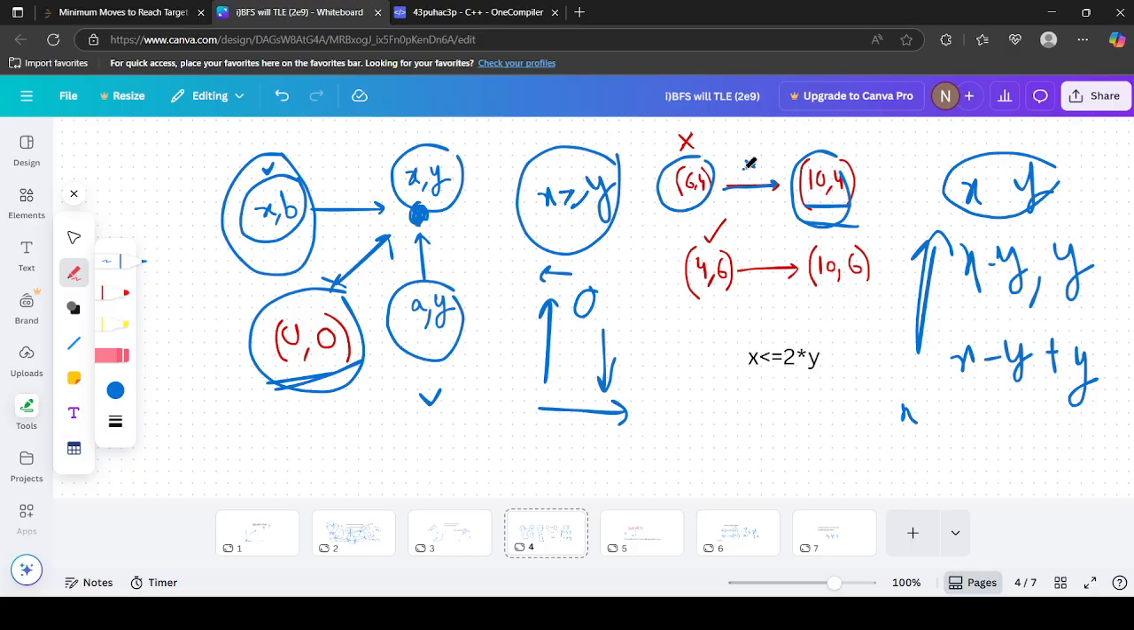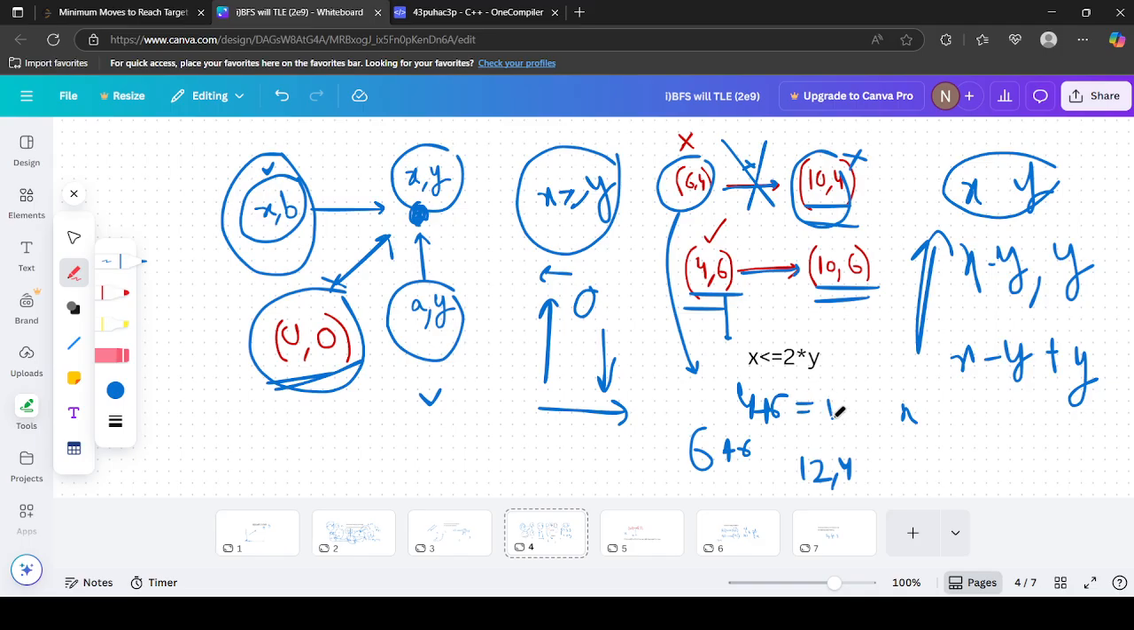So from 6 comma 4 we might have reached 10 comma 4. Is that correct? Obviously no, because from 6 comma 4, if we try to go in the x direction, it will be 6 plus the maximum of 6 comma 4, which is 6. So from 6 comma 4 we will reach 12 comma 4, but not 10 comma 4. So this is not the correct condition. Now let's come to 10 comma 6. For 10 comma 6, can we come from 4 comma 6, where 4 is 10 minus 6? Yes, we could have come from 4 comma 6, because 4 plus the maximum of 4 comma 6, which is 6, gives 10. So from 4 comma 6 we might have reached 10 comma 6, but from 6 comma 4 we could not have reached 10 comma 4.